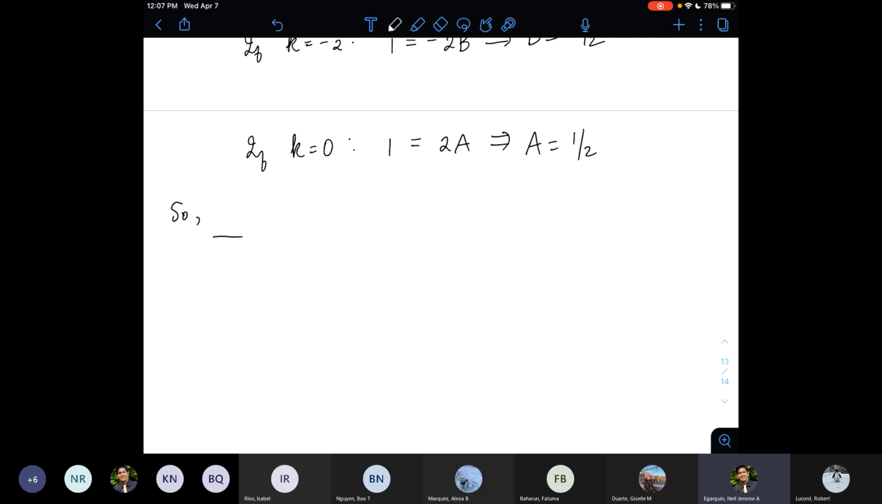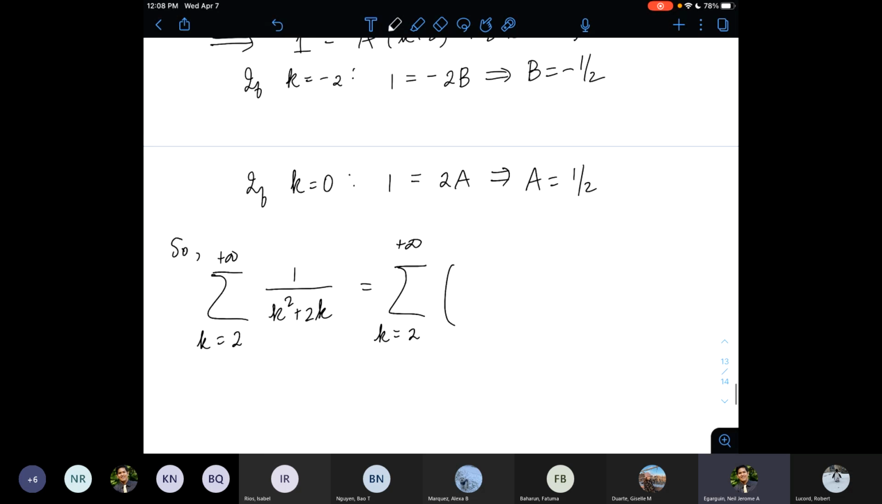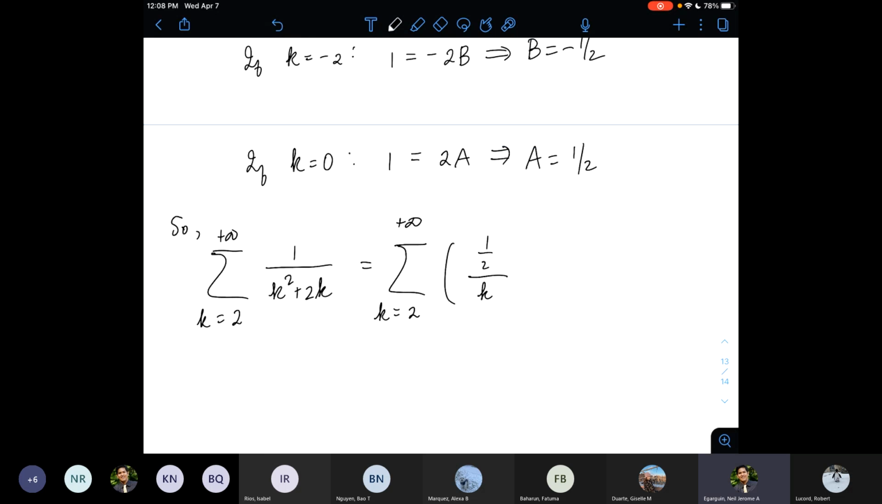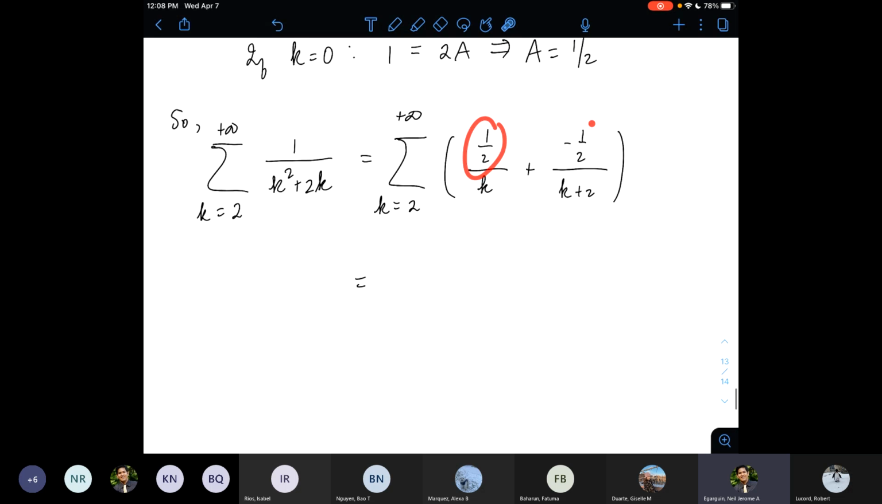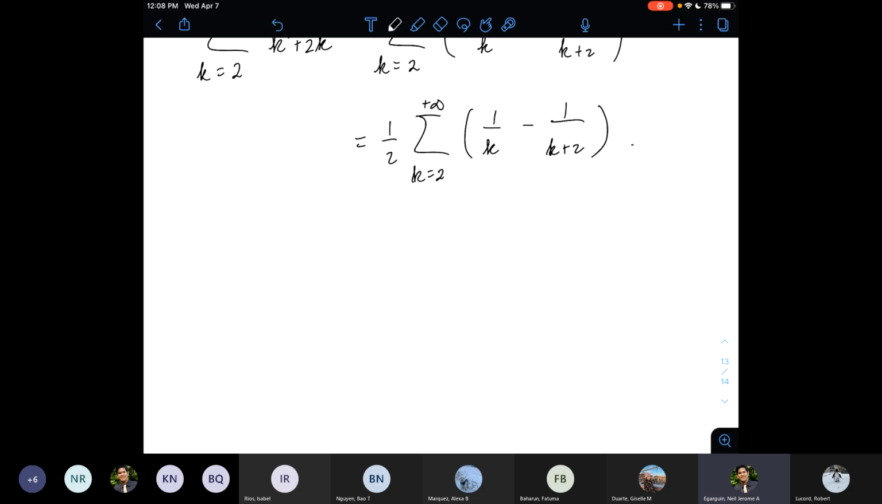So what we get here is that the given summation as k goes from 2 to positive infinity can be rewritten in terms of the partial fraction decomposition. We have a over k, so that's going to be 1/2 over k plus -1/2 over k plus 2. Now I'll simplify this a bit. I will factor the 1/2 all the way out of the summation. So I'll have a 1/2 here, summation from 2 to infinity of 1 over k minus 1 over k plus 2. That's how the series looks.